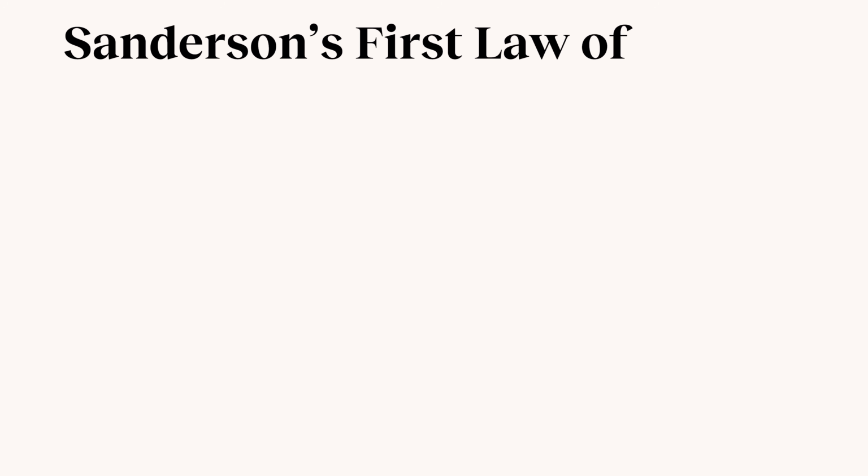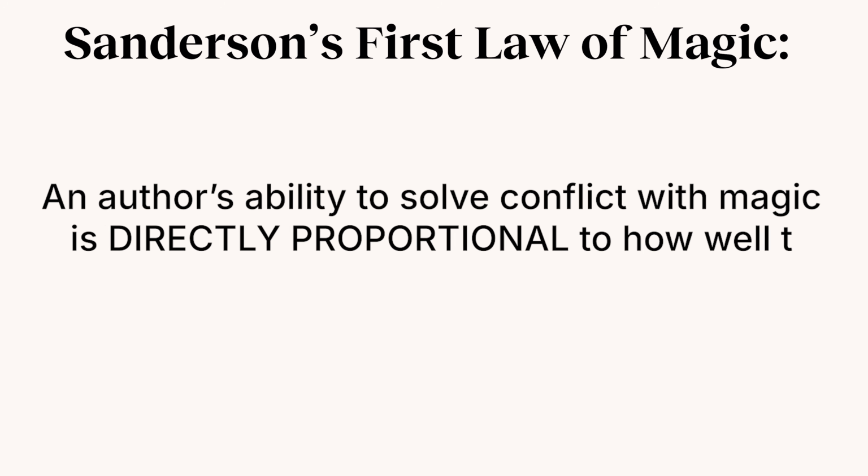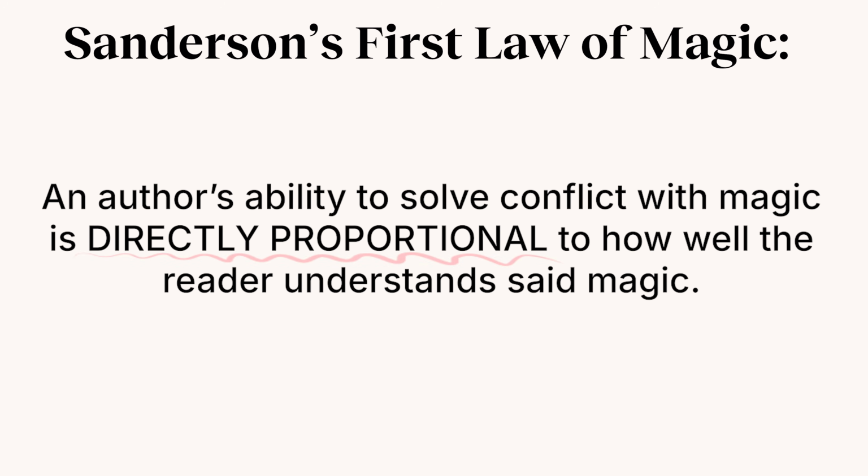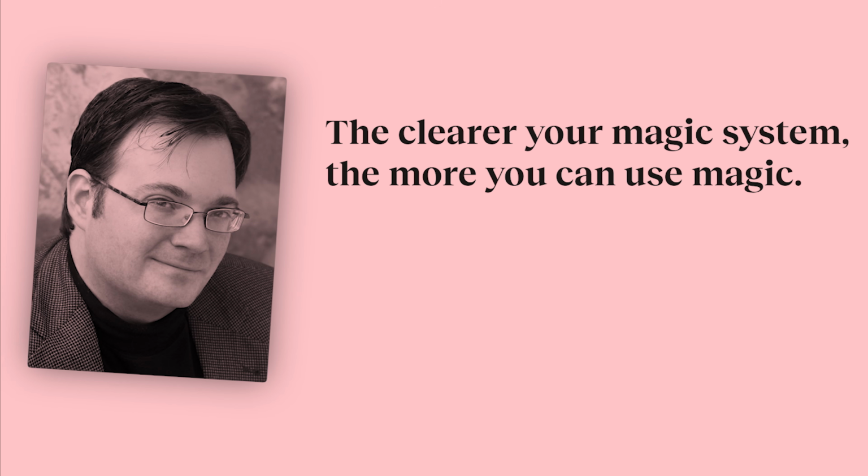Sanderson's first law of magic states, an author's ability to solve conflict with magic is directly proportional to how well the reader understands said magic. Now, what does this actually mean? In simple terms, Sanderson's saying that the clearer you make your magic system to your audience, the more effectively you can use that magic to drive your story's conflict and resolution.